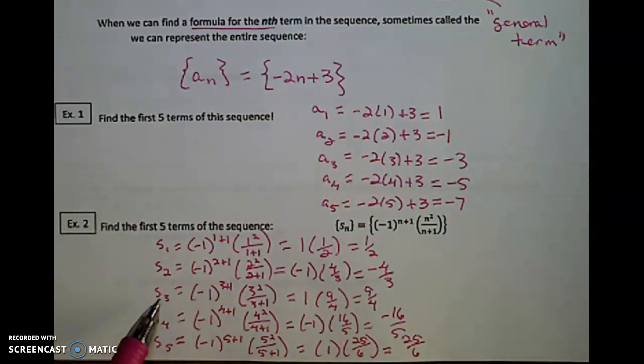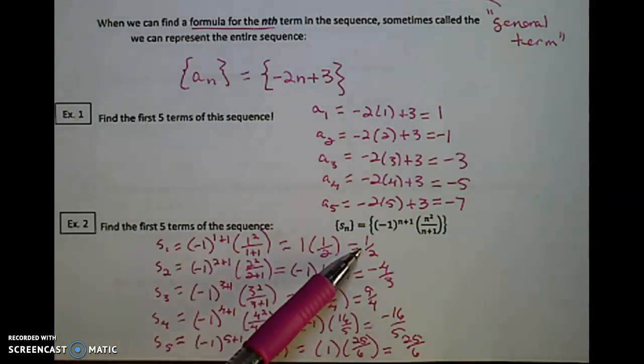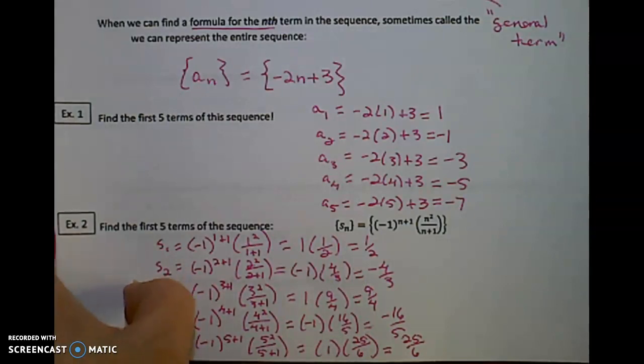All right, and check your work. For S sub 3, I got 9/4. For S sub 4, I got negative 16/5, and S sub 5, 25/6. If you disagree, check any of your signs and all of your work. Sometimes we call this an alternating sequence because it's alternating from positive to negative to positive to negative, and so on, as we turn the page.